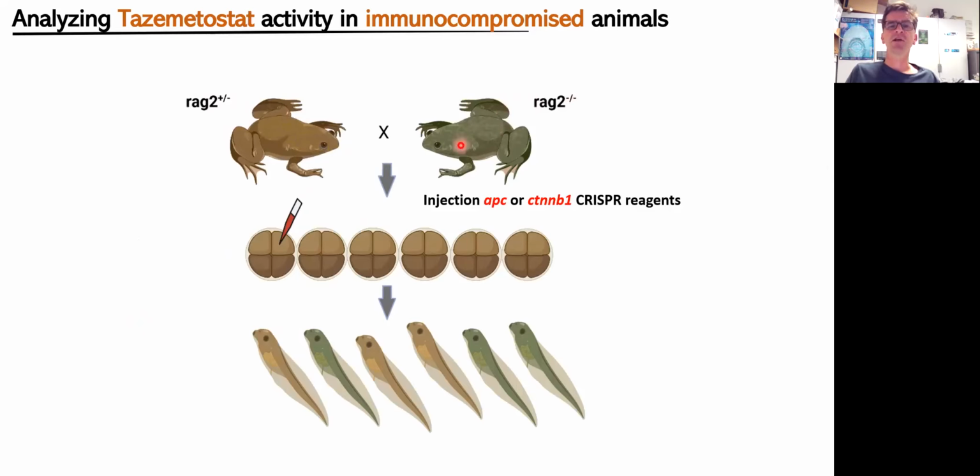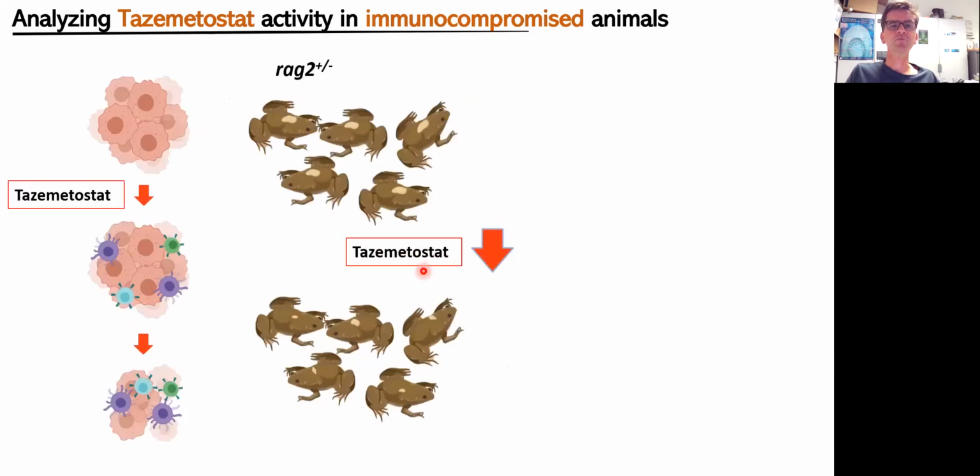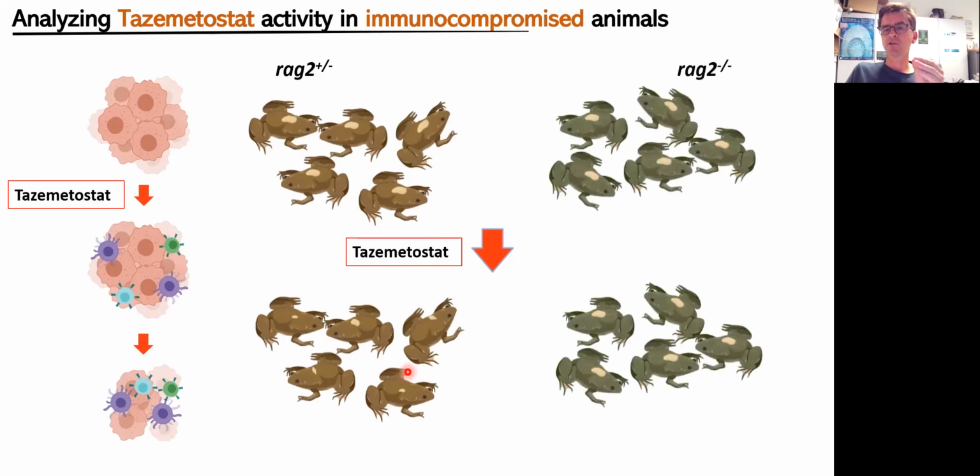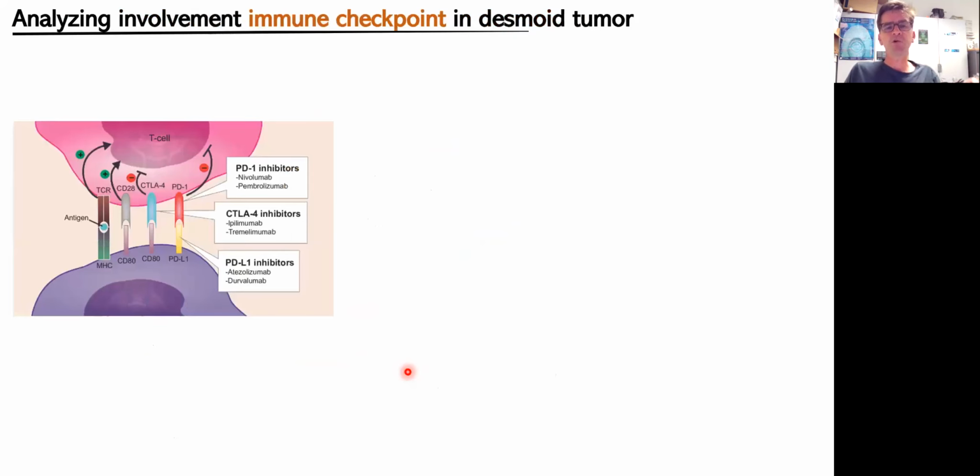So what we will do now is take a RAC2 heterozygous animal, cross it to a RAC2 homozygous mutant animal, and in the embryos we inject again APC or beta-catenin CRISPR reagents. We expect that in the heterozygous subpopulation we can still observe tazemetostat responses leading to tumor regression. If this tumor regression involves cytotoxic T cells, we expect that tumor shrinkage will not occur with tazemetostat treatment in RAC2 knockout animals.